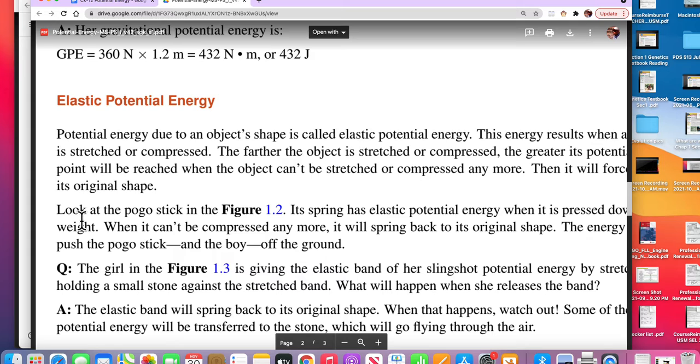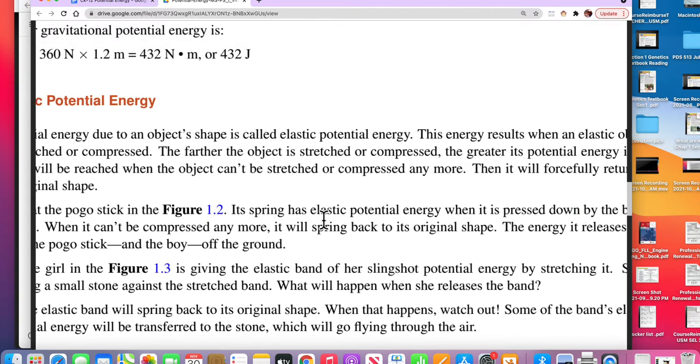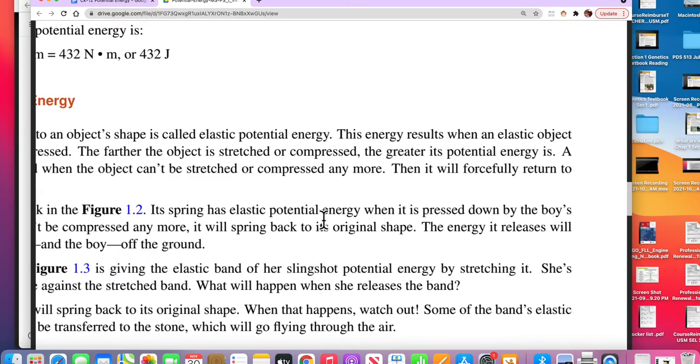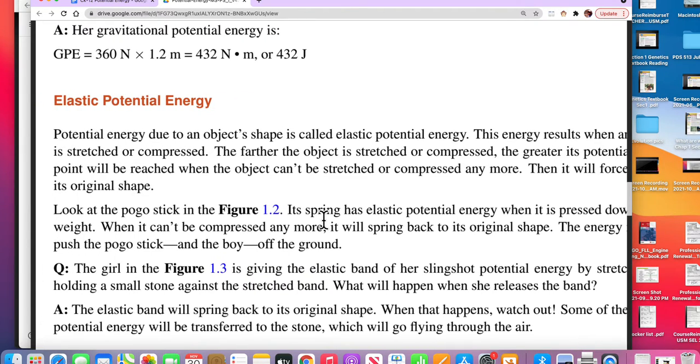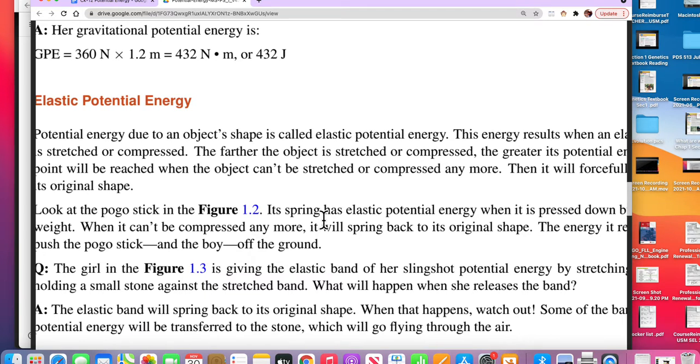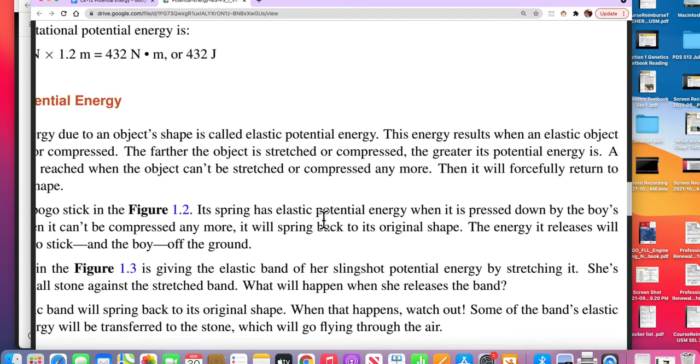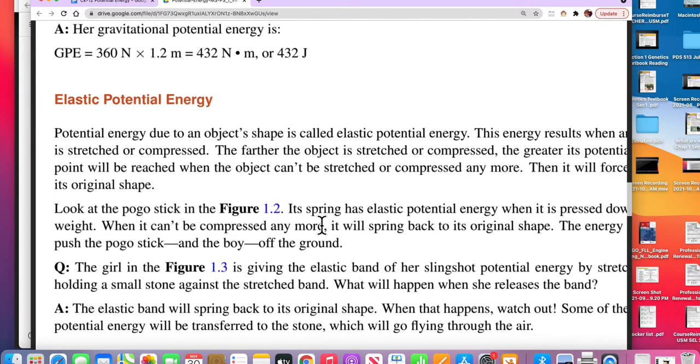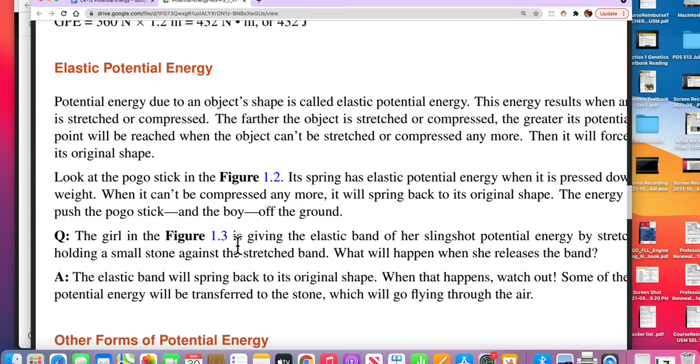Okay. Look at the pogo stick in figure 1.2. Its spring has elastic potential energy when it is pressed down by the boy's weight. When it can't be compressed anymore, it will spring back to its original shape. The energy it releases will push the pogo stick and the boy off the ground.